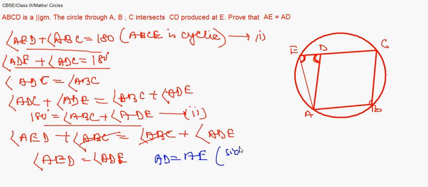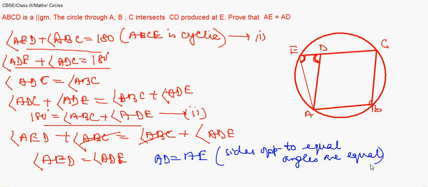Sides opposite to equal angles are equal. So AE is equal to AD. Let's move on with one more question. I'll just draw the figure as it is given and then I write the question.